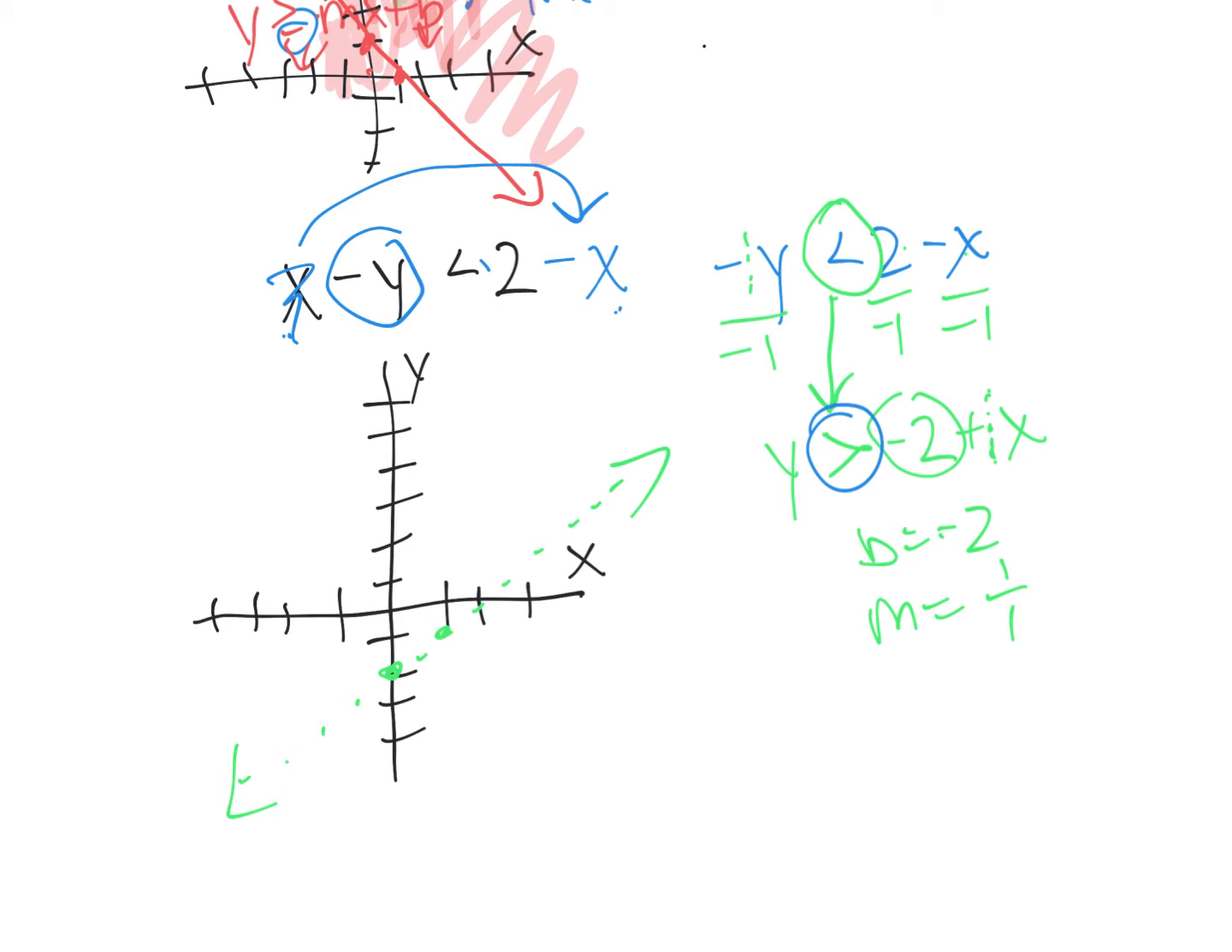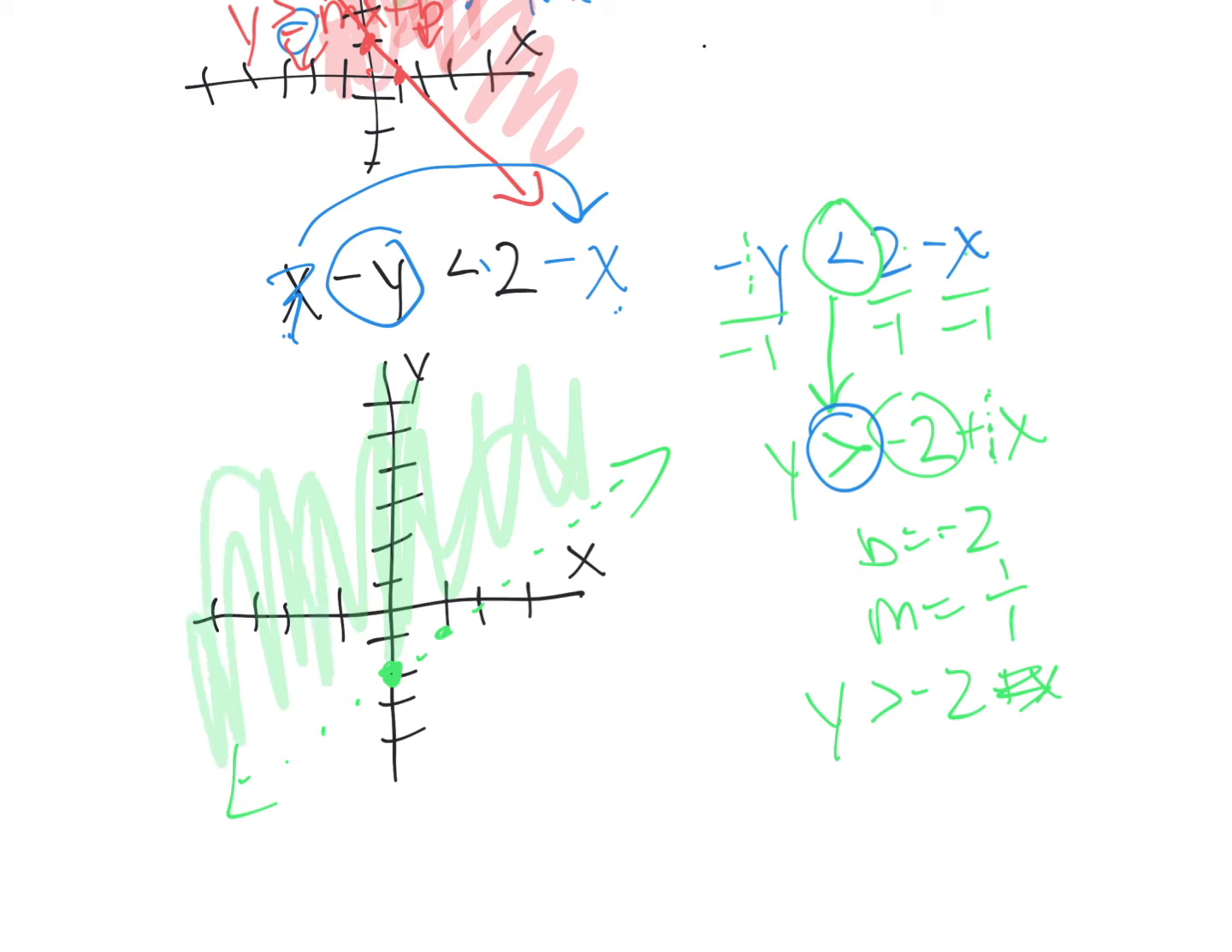So we're saying y is greater than negative 2 plus x. So disregard this. So y is greater than negative 2. So that's the start point. So hopefully you can see that means all of these values above here are greater than negative 2.